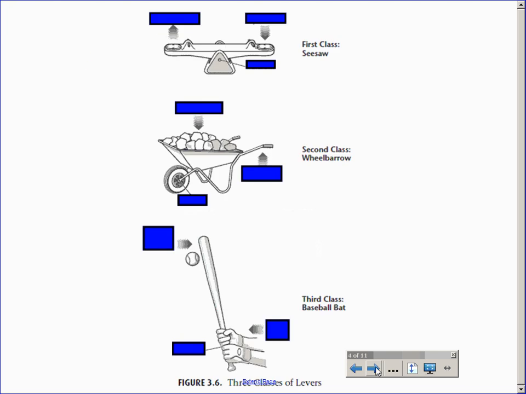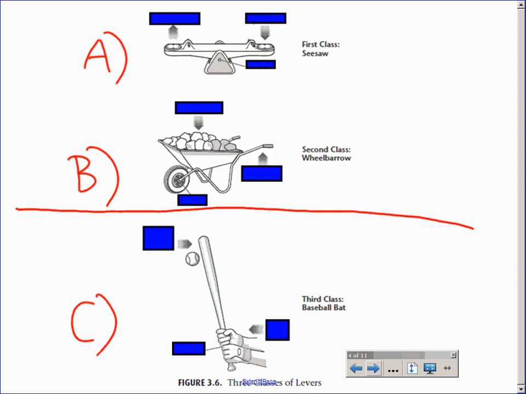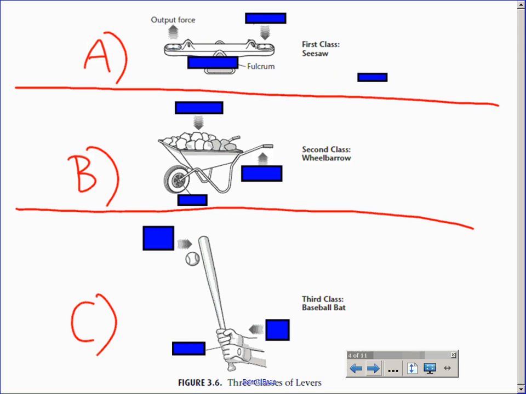Here is example A, B, and C. What do you think, grade 7? Can we identify input, output, and fulcrum? Let's take a look. Fulcrum, output, input. That's a seesaw.